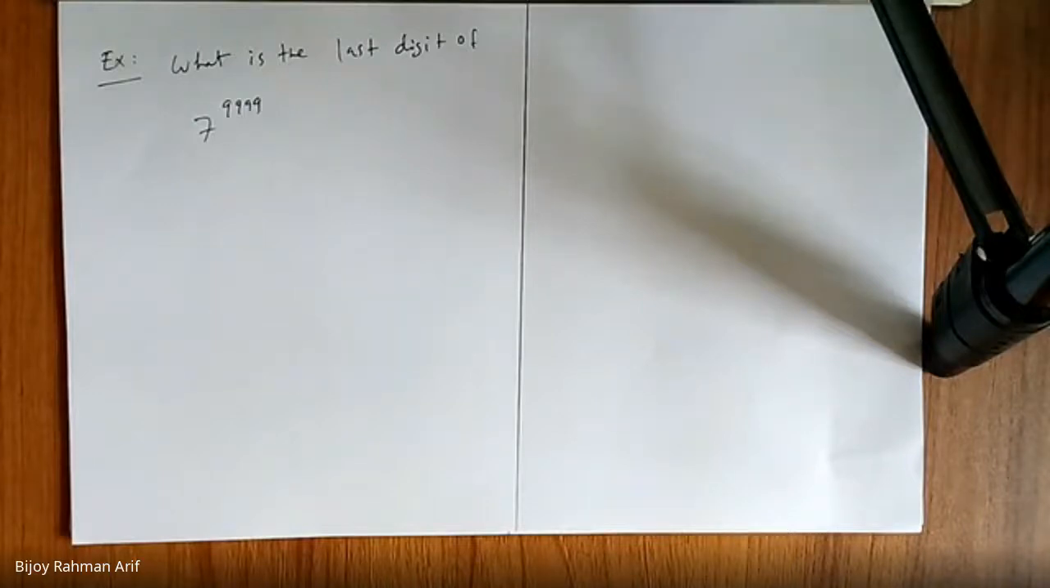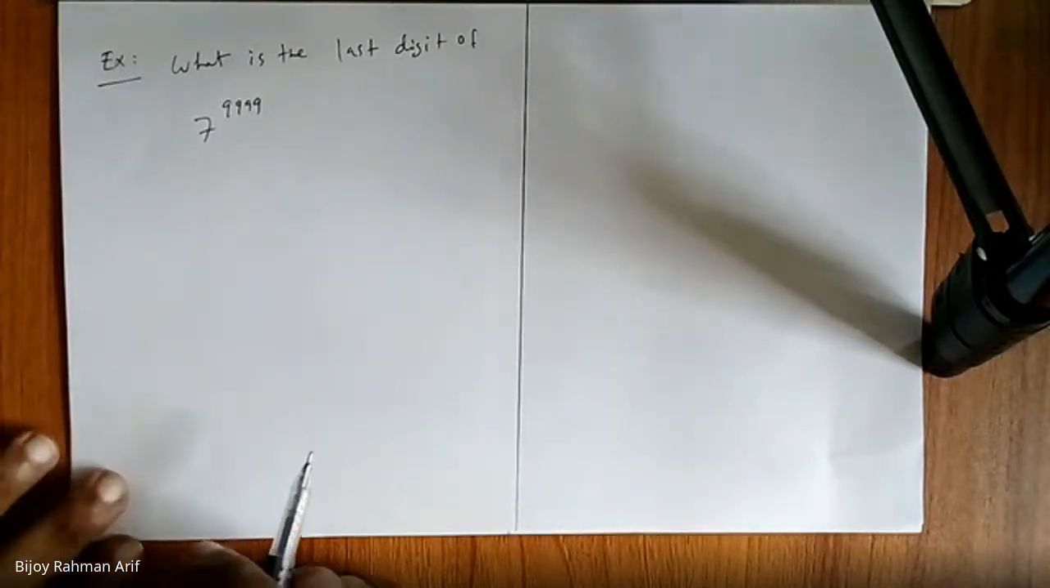Any idea, guys? What are you going to do? You are going to multiply 7 9,999 times. Do you know how big that number is? If you try to multiply 7 up to 9,999 times, it will be a mess. You can never get the answer. So what are you going to do? You are going to use modular algebra.